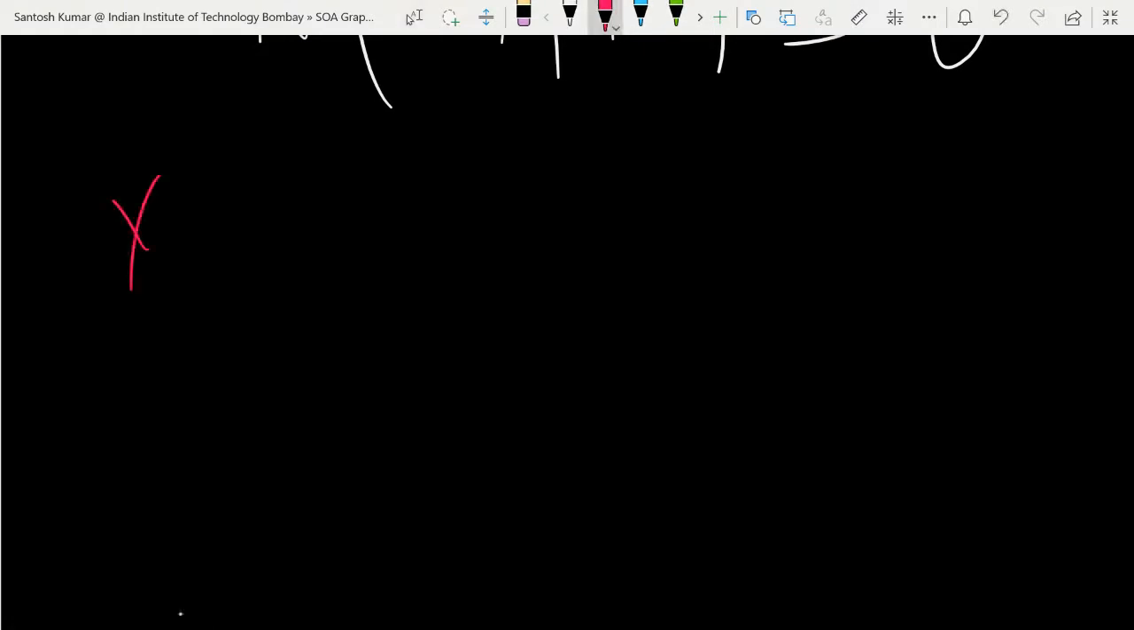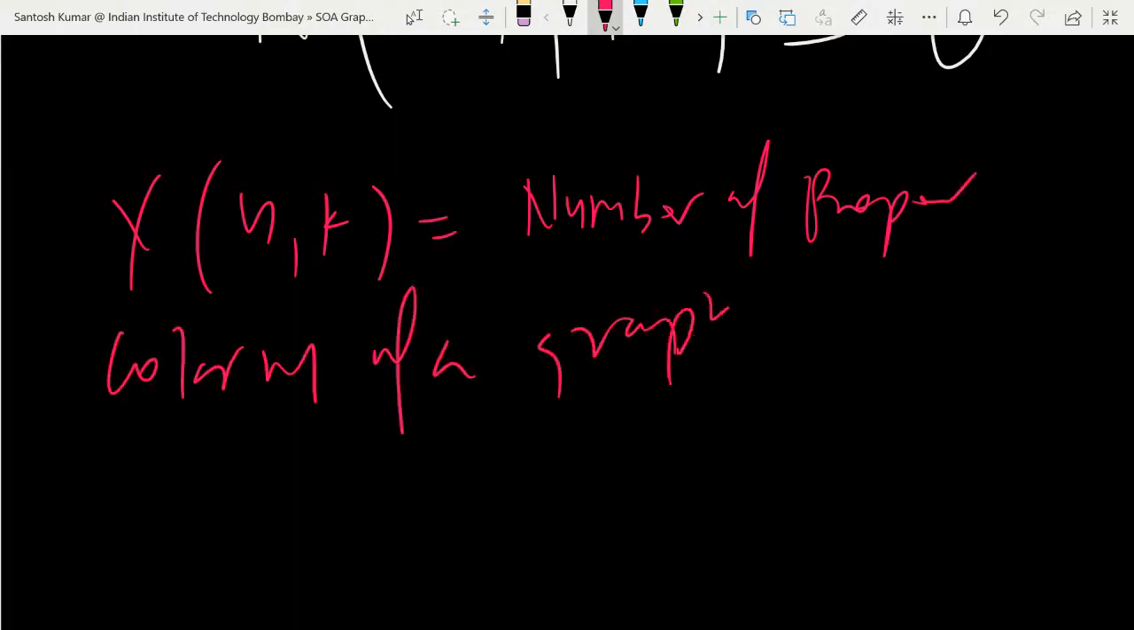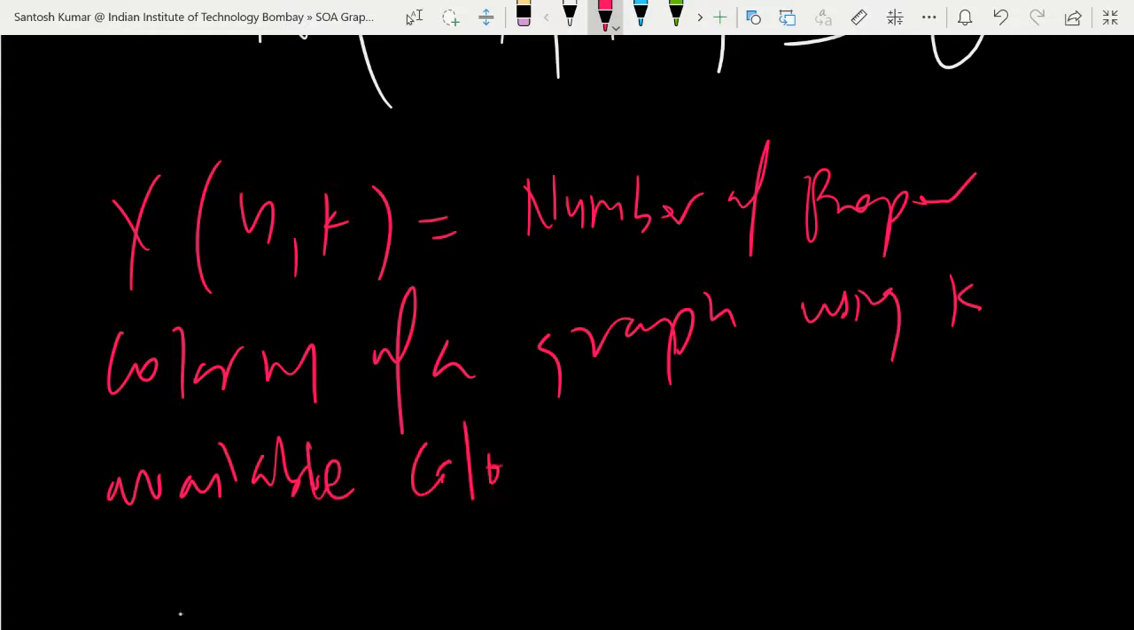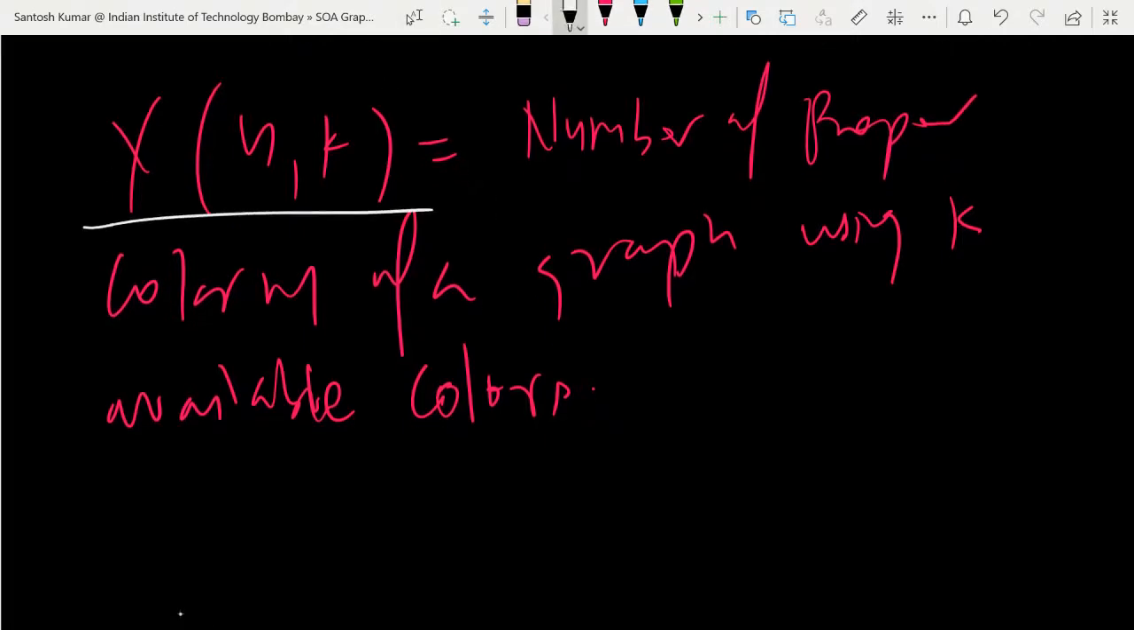So the simple notation was chi G comma k. It's the number of proper colorings of a graph using k available colors. Later on you'll see this is a polynomial and this is called the chromatic polynomial.